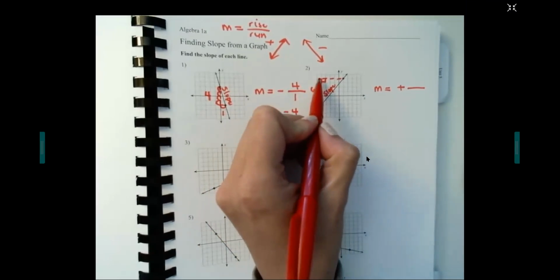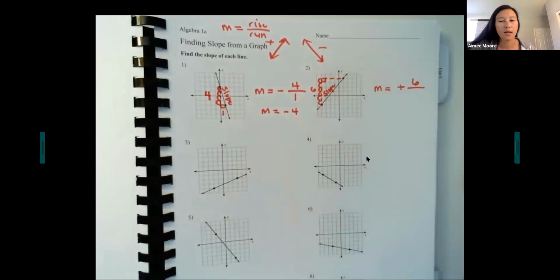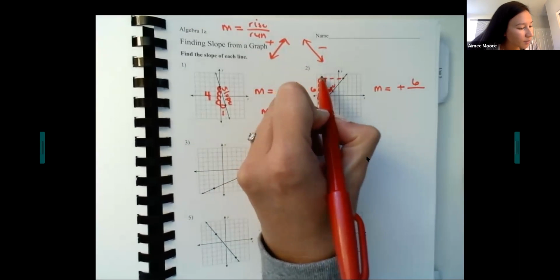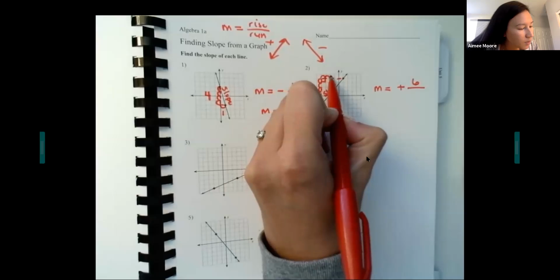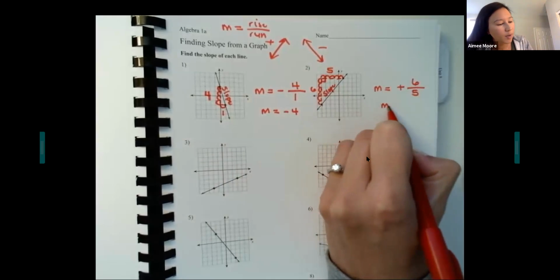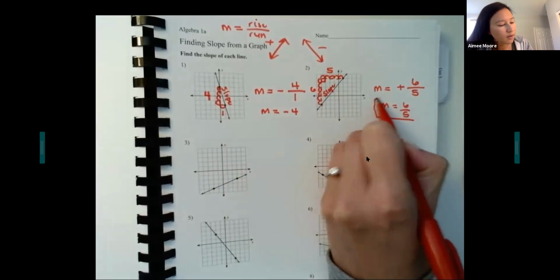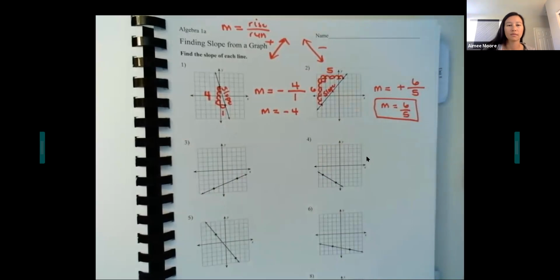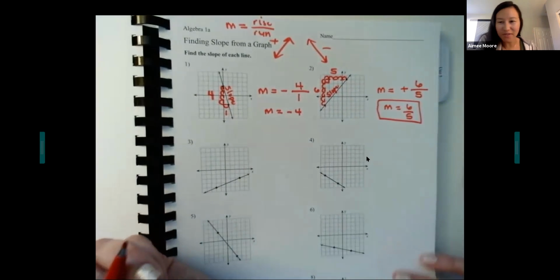All right, so our rise, we went up 6 boxes. So that goes at the top. And then our run, we have to count the boxes left to right. So 1, 2, 3, 4, 5. So our slope is 6/5. Any questions on number 2? No, this is easier than I thought it would be. See? Okay, so why don't you do number 3 for me then, Solomon?